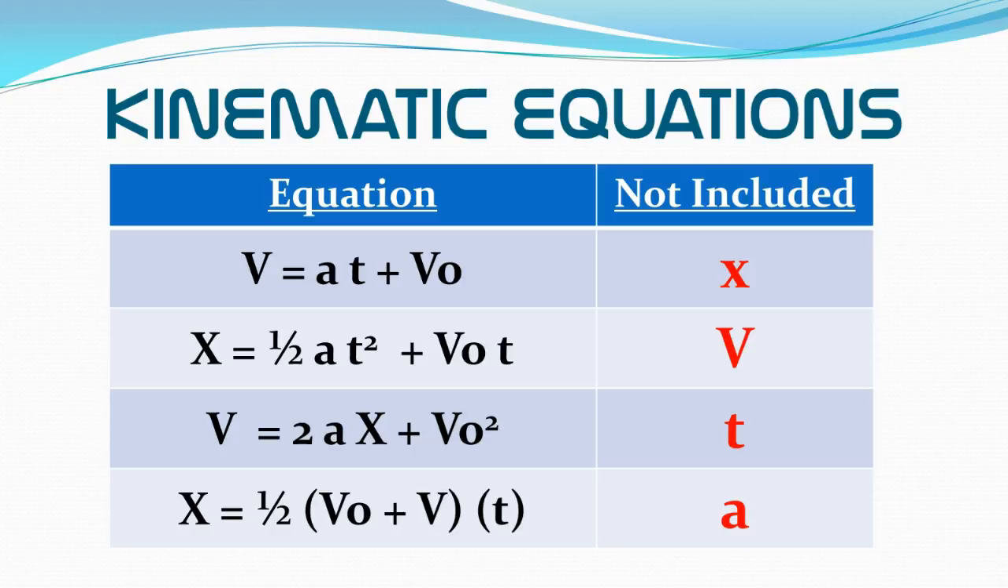If x is not included, so displacement, you're going to use v equals at plus v sub 0. If final velocity is not included, you're going to use x equals 1/2 at squared plus v sub 0 times t. If t is not included, you'll use v squared equals 2ax plus v sub 0 squared. If a is not included, you'll use x equals 1/2 quantity v sub 0 plus v times t.